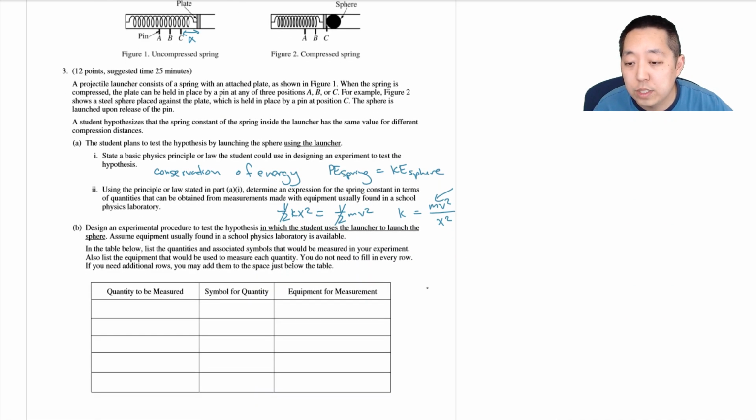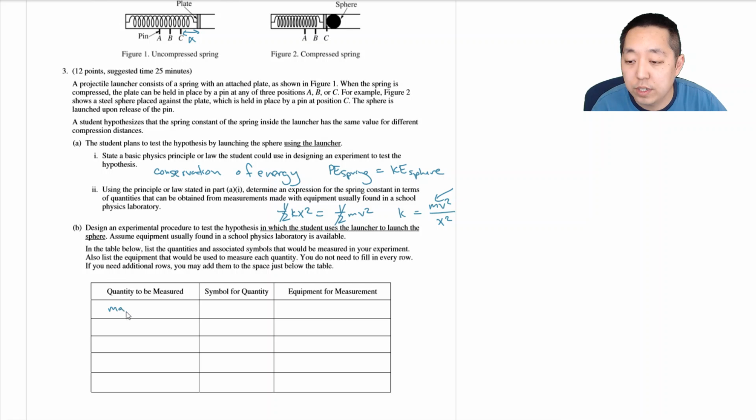Design an experimental procedure to test the hypothesis in which the student uses the launcher to launch the sphere. Assume equipment usually found in the school physics laboratory is available. The table below lists quantities and associated symbols that would be measured in your experiment. Also list equipment that will be used to measure each quantity. You do not need to fill in every row. If you need additional rows, you may add them in the space below.